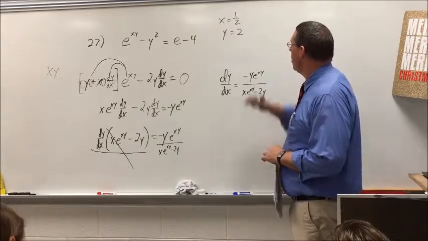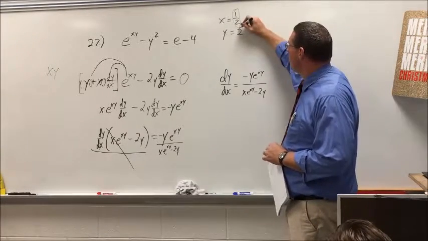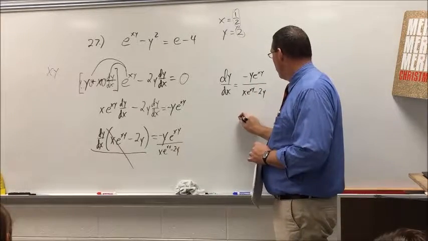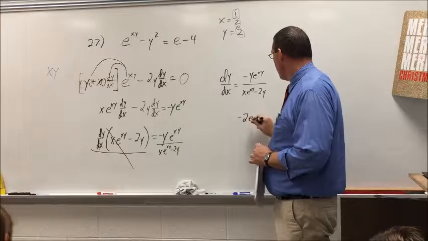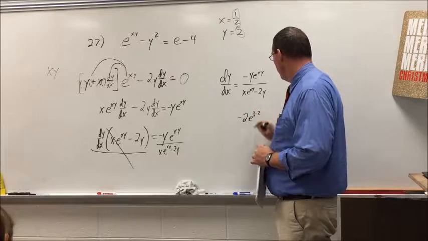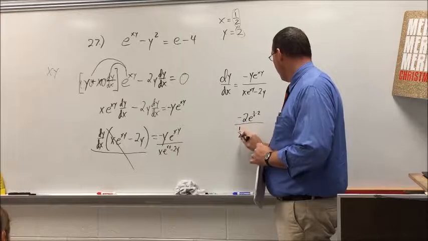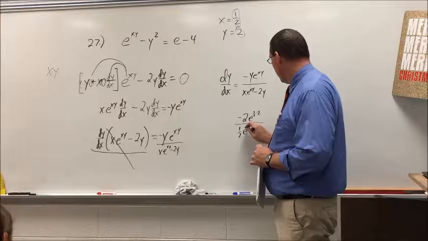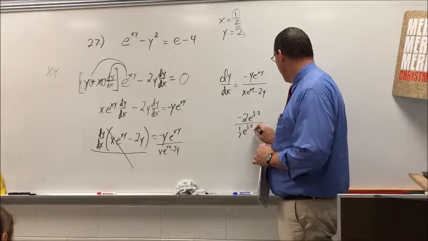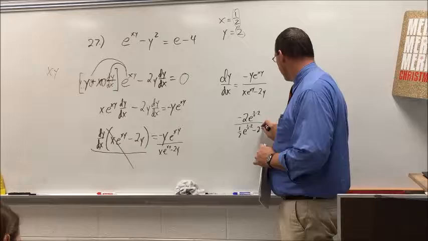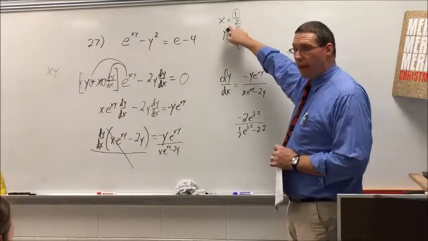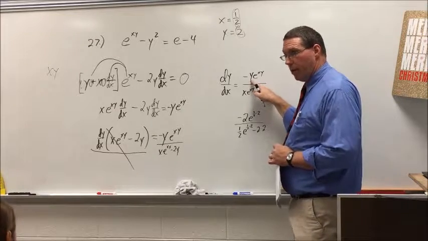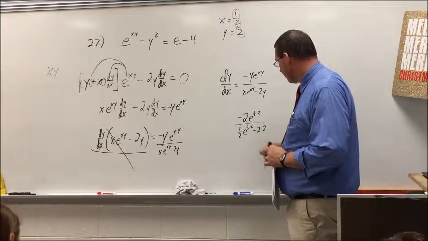Now, plug 1/2 in for x and plug 2 in for y. So, negative 2e to the 1/2 times 2 over 1/2 times e to the 1/2 times 2 minus 2 times 2. Okay, they told us that x is 1/2 and y is 2. So every time I see a y, I'm gonna put a 2. Every time I see an x, I'm gonna put a 1/2.